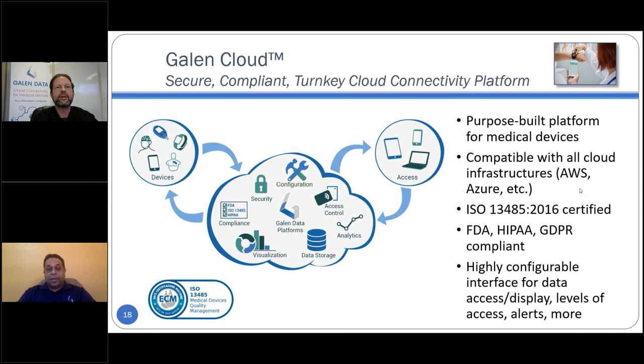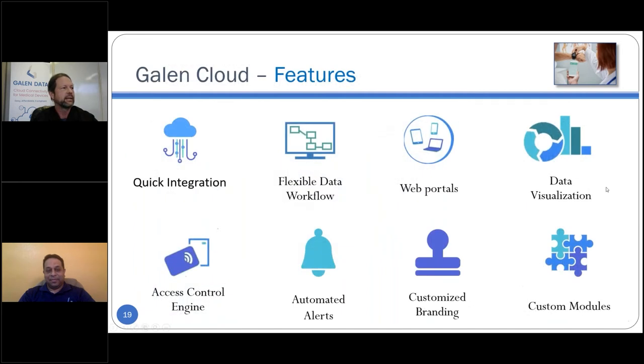And I will say, without getting into the details of our broad range of current clients, we do have a broad range: implantables, wearables, software as a medical device. That proves the robust nature of the Galen Cloud, given that it meets the requirements of such a broad range of use cases.